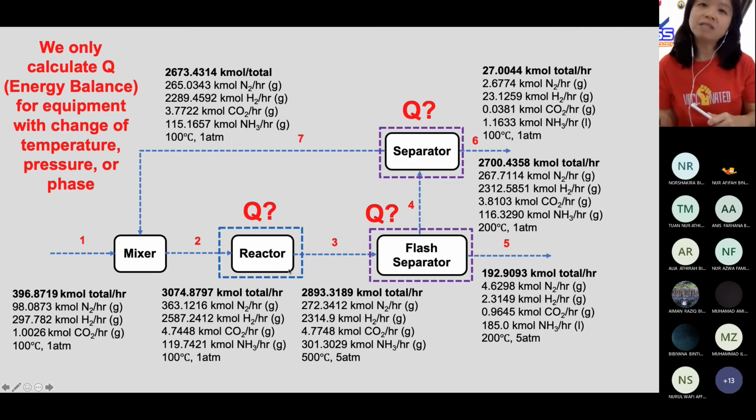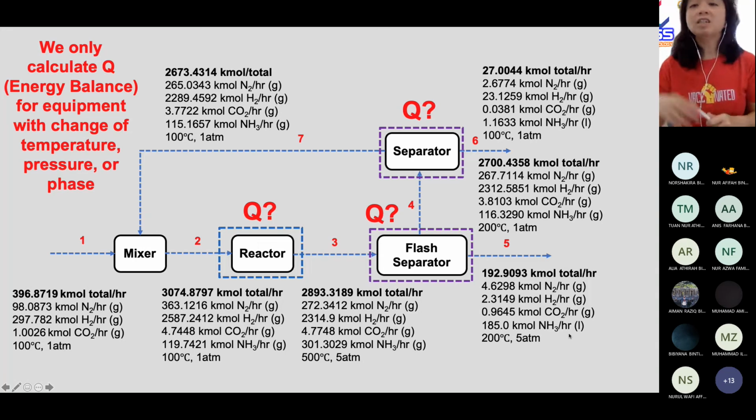Okay, then you see reactor. Reactor, kalau reactor mesti tindak balas berlaku. If reaction occurs, regardless ada perubahan suhu ke tak, you already have to calculate the Q for the reactor. Okay, next, flash separator. You can see the flash separator, the inlet stream is all gas, 500 Celsius, 5 atm. Outlet stream dia, outlet stream 5, all gas, but there's one liquid. You can see the ammonia that comes out is now liquid. Okay, so there's a change of phase.